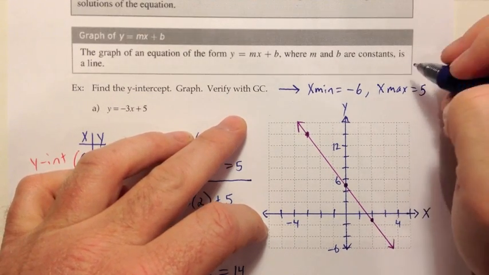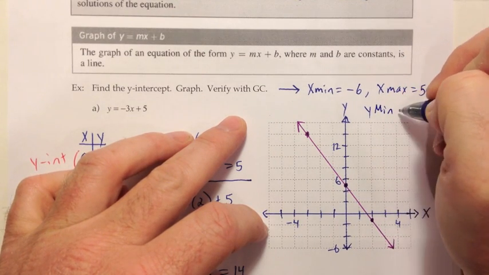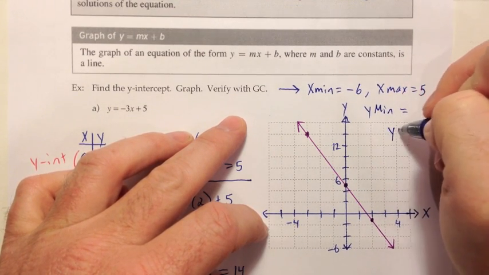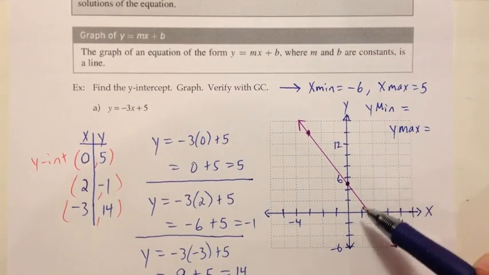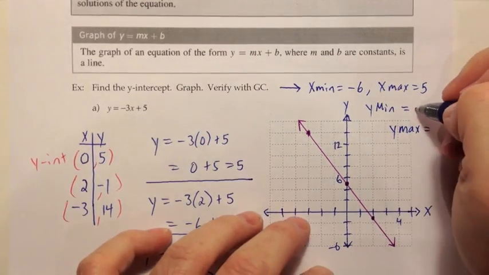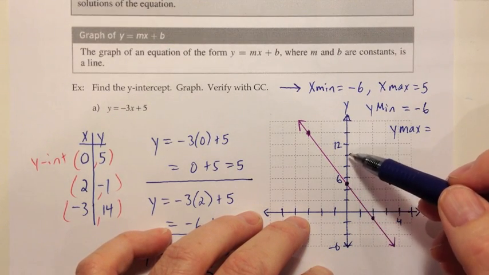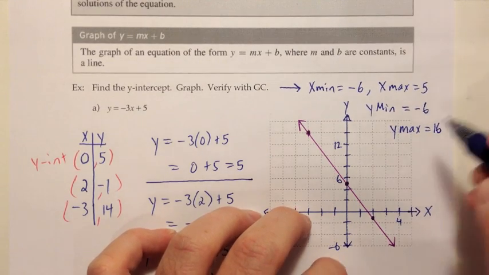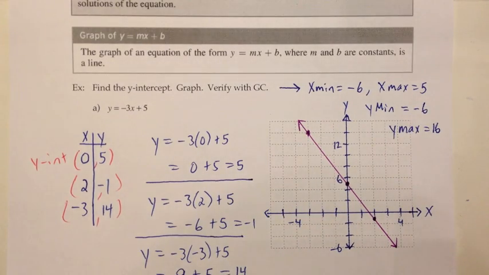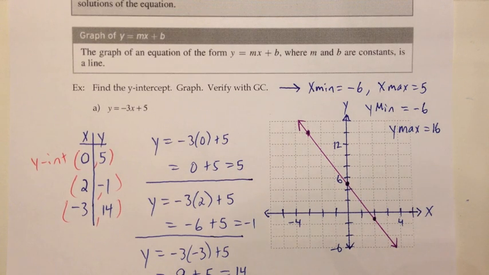And then just some other notes here. So the y min and the y max would be good to know as well. And for the y minimum, we want 2, 4, negative 6. And on the y maximum, 2, 4, 6, 8, 10, 12, 14, 16 would be our y max. So I want to have all those settings match up so that I get a picture that looks a lot like this one.